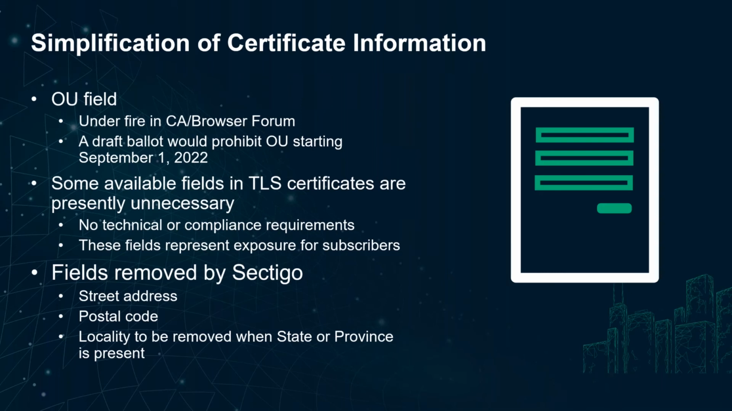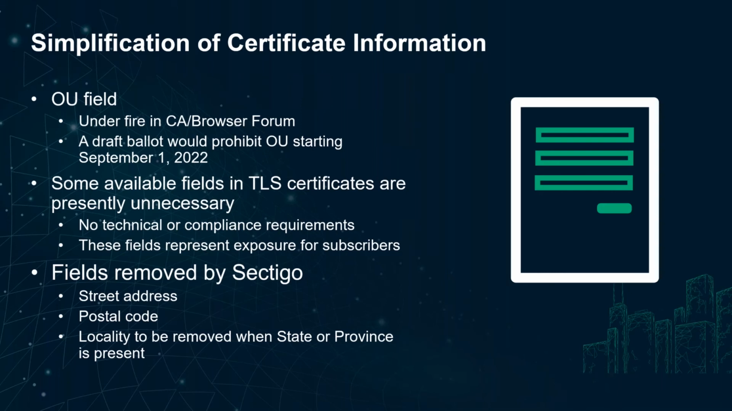So for example, we've already removed street address and postal code. And I think that went without a hiccup. Barely anybody even noticed that. The next one that's coming is that we will be removing the locality field when the state or province field is present, because the rules state that you don't need both. You can have locality, you can have state or province, but if you have state or province, you don't need locality. So why would we have it? It's just more exposure. And you can think of that as the general principle.